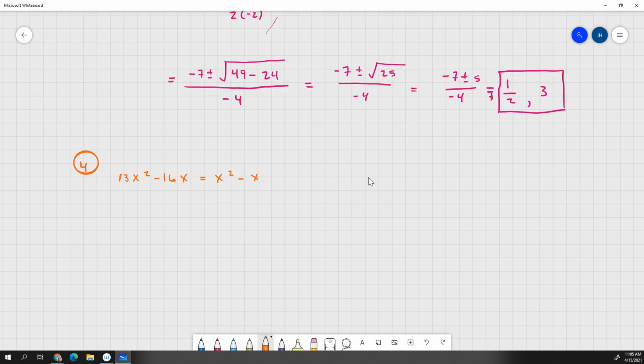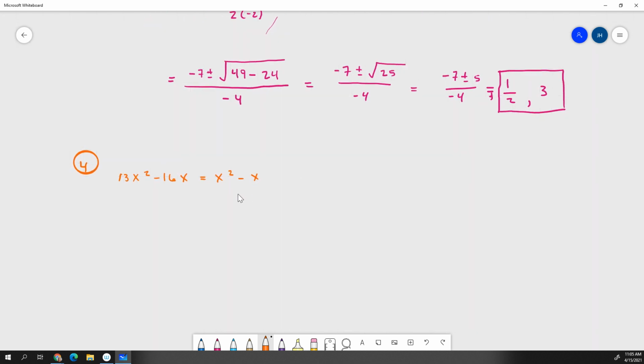And when we're setting everything equal to 0, that means all of this that's on this side needs to move to the other side, right? So if I have x squared on this side, I need to subtract x squared from both sides. And if I have a minus x on this side, I'm going to have to add x to both sides, right? And what happens is I'm left with 13x squared minus 15x equals 0, right?